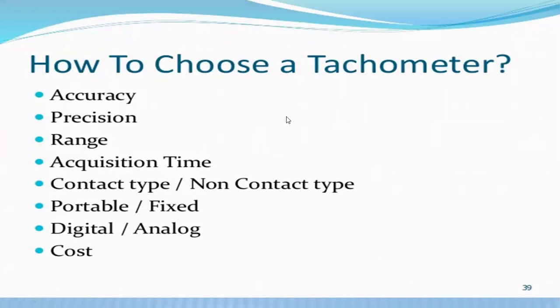So how to choose a tachometer? Based upon different properties: accuracy, precision, range, acquisition time, whether it is a contact type or non-contact type, whether it is portable or fixed, whether it is a digital or analog tachometer, and the cost of the tachometer. These are the different properties that should be considered to select a tachometer.